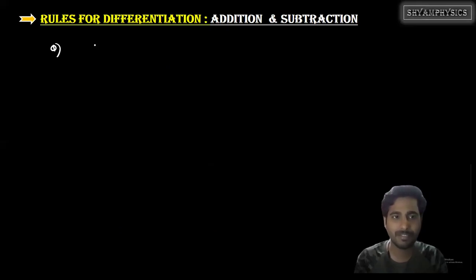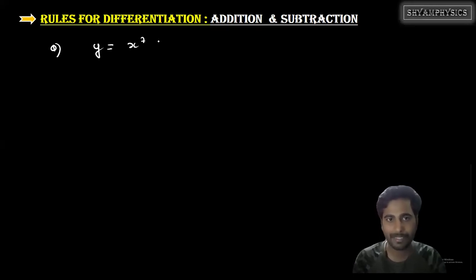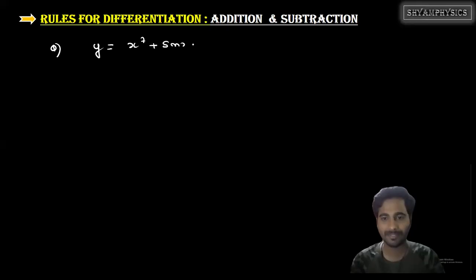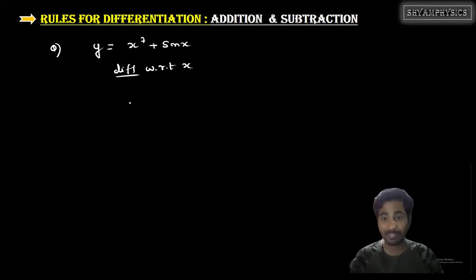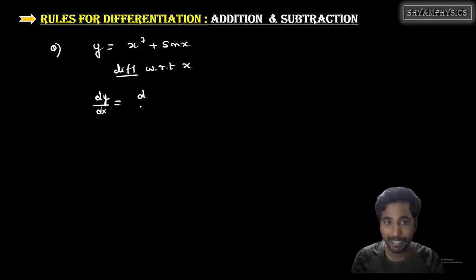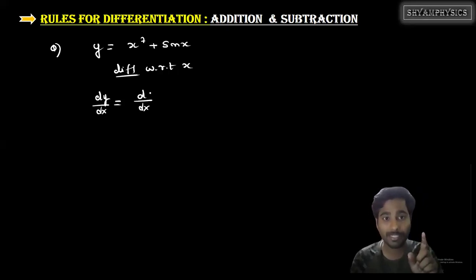The question says y is equals to x to the power 7 plus sin x. Now we have to differentiate this with respect to x. What do we need to do? Differentiate with respect to x. Now what will be your answer? dy by dx is equals to, differentiating each term, d by dx of the first term x to the power 7, plus again differentiation for the other term, that is sin x.